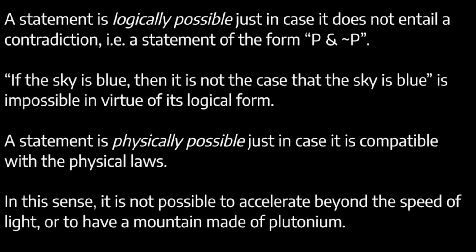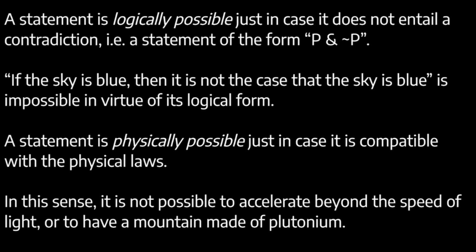the laws of logic. Physical possibility is a matter of compatibility with the known physical laws. So we might say, for instance, that it's not possible for an object to accelerate beyond the speed of light, or it's not possible for there to be a mountain made of pure plutonium. These are statements of physical possibility. The laws of physics rule these out. So a proposition P is physically possible just in case P is consistent with the physical laws.